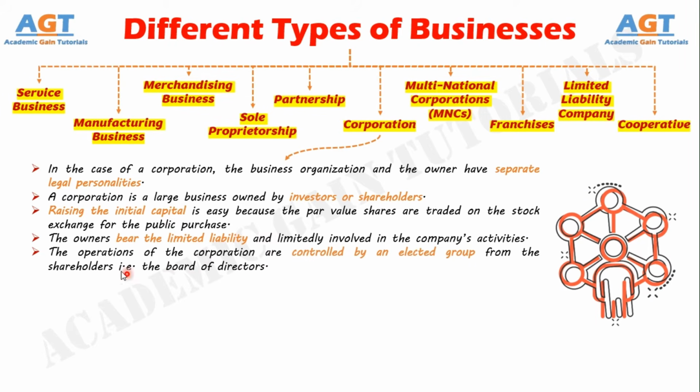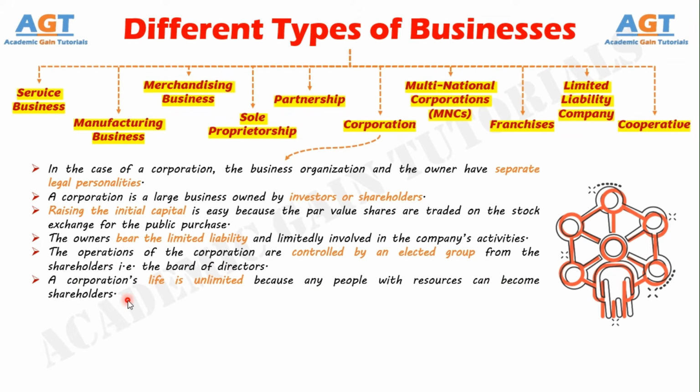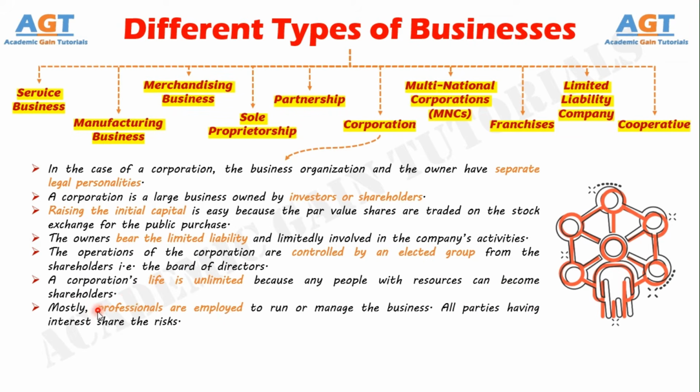The operations of the corporation are controlled by an elected group from the shareholders, that is the board of directors. A corporation's life is unlimited because any people with resources can become shareholders. Mostly, professionals are employed to run or manage the business. All parties having interest share the risks.